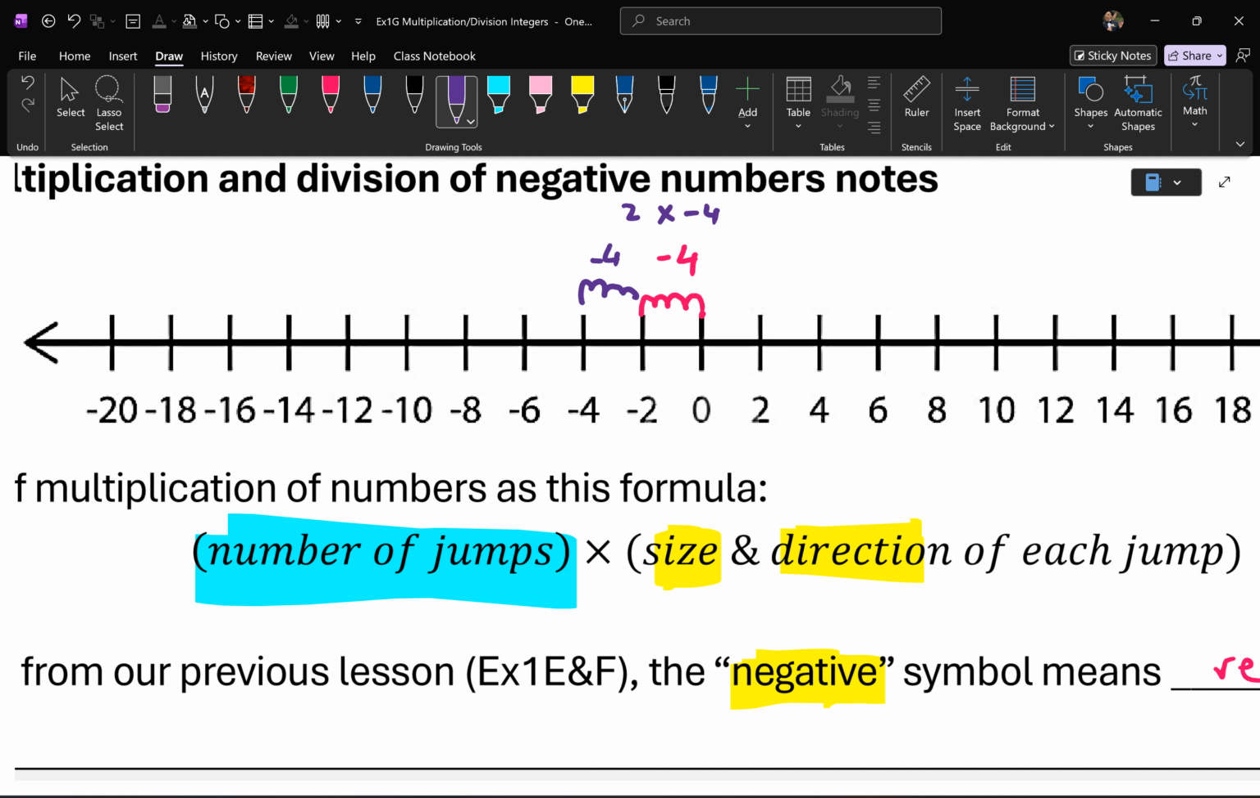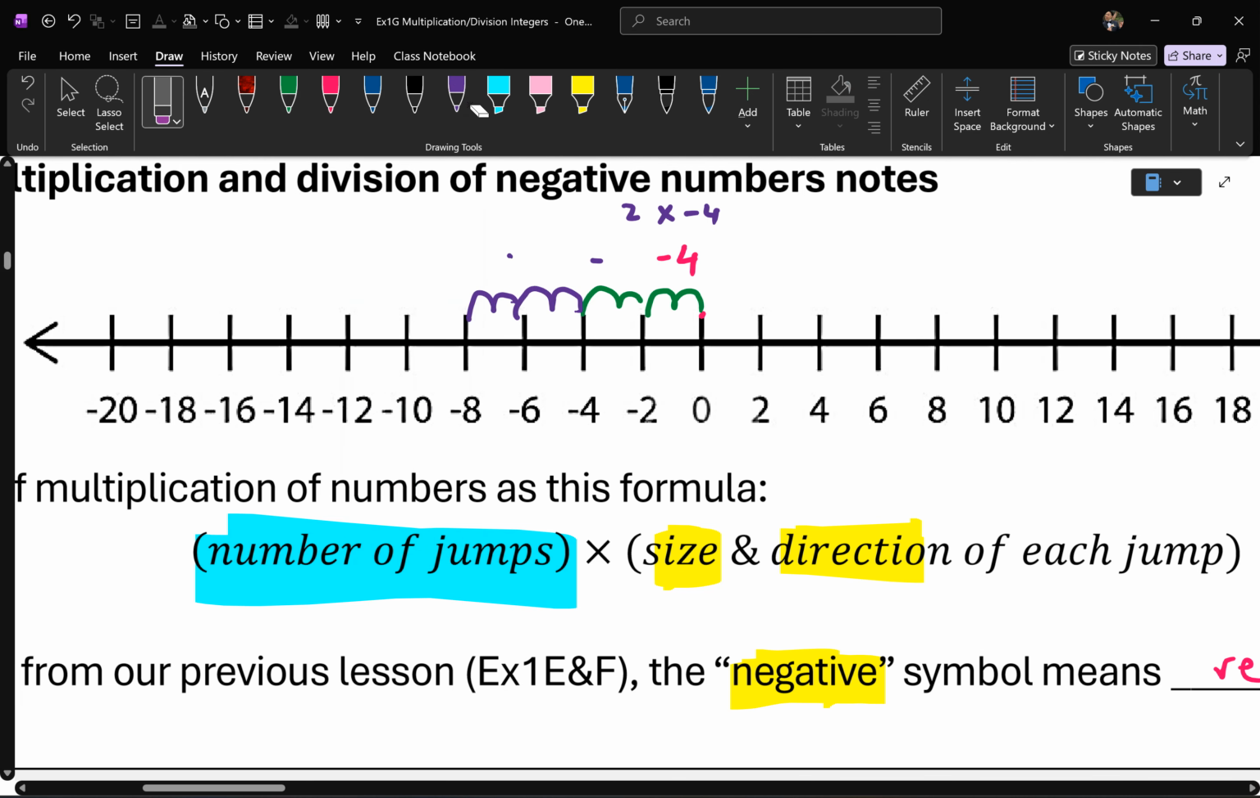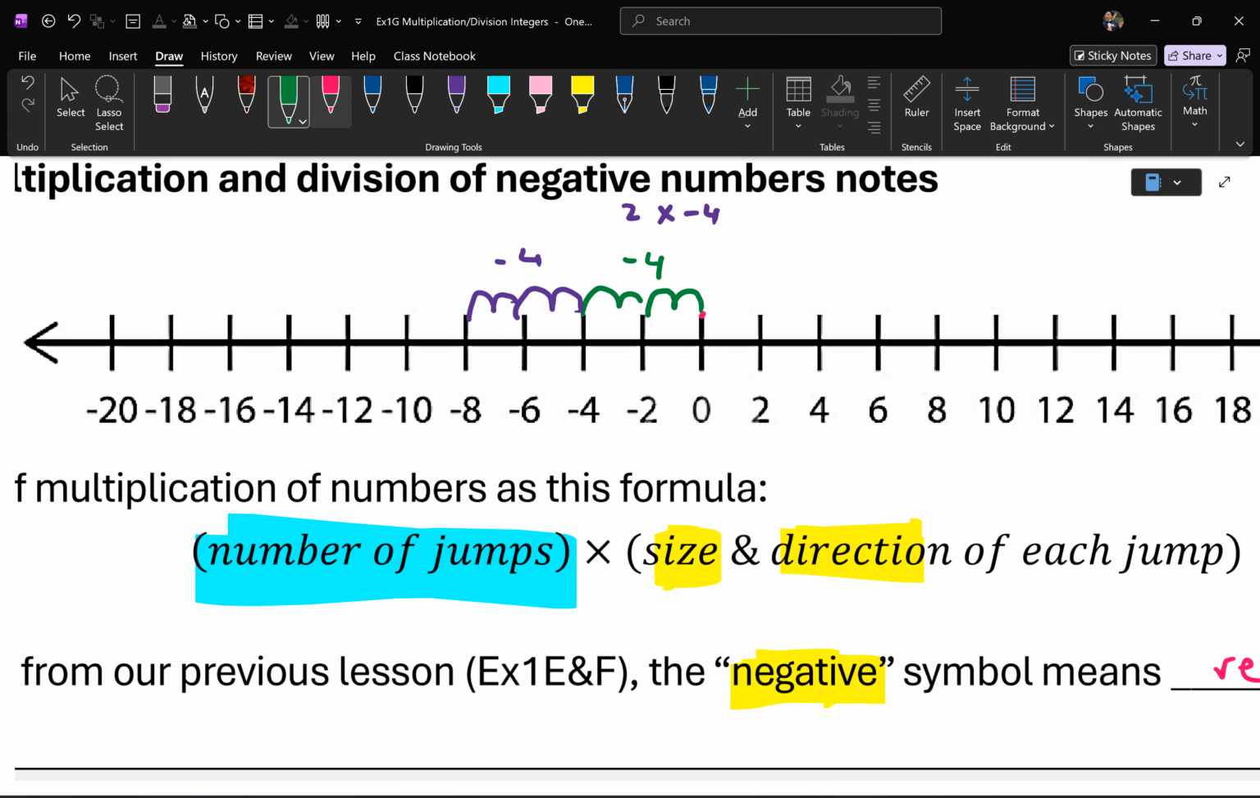And then when you say, I have 3 groups of negative 4, this is what you're doing. 1, 2, 3. Oh, sorry. I should have done, I realized it's 2 hops in between, isn't it? So it's 1, 2, 3, 4. And then 1, 2, 3, 4. So that's 2 groups of negative 4. And then finally, 1, 2, 3, 4. That's 3 groups of negative 4. That's why we say 3 times negative 4 is negative 12.